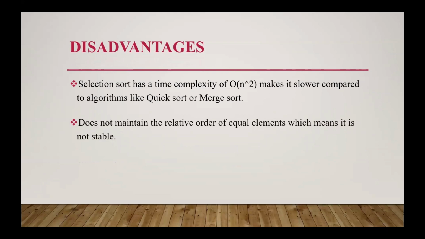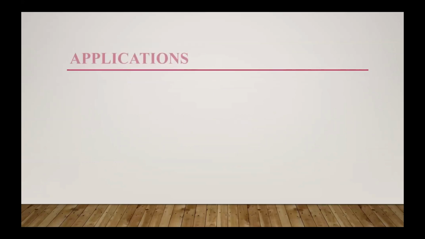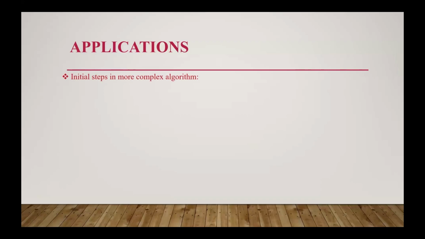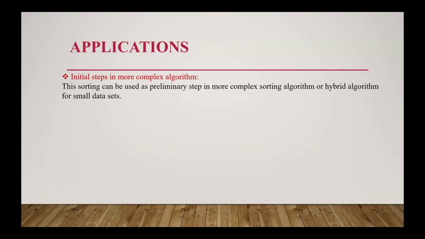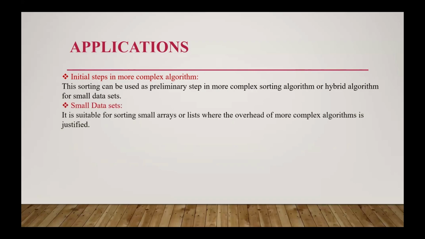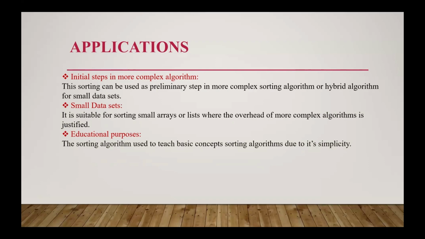It does not maintain the relative order of equal elements, which means it is not stable at all. So what are the applications of selection sort? It can be used as a preliminary step for more complex sorting algorithms or hybrid algorithms for small sets of data. It is very suitable for small sets of data, where the number of elements in the list is very small, and then it is very easy to implement. We can also use it for educational purposes, because when teaching students how to perform sorting, it is very easy.